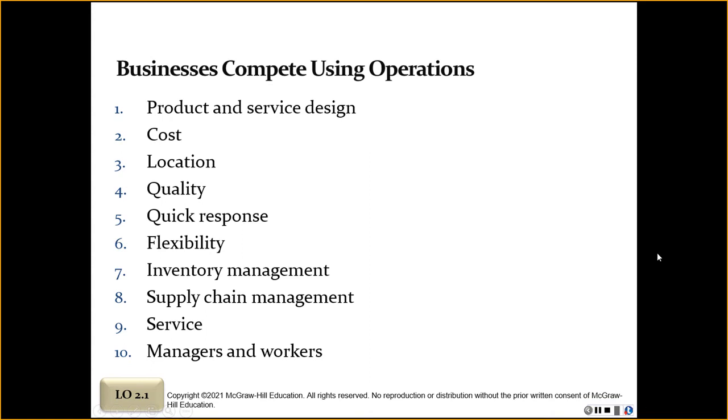All right, so businesses compete using operations. The more efficient and the more effective that the operations department is with producing a product or a service, the more of an advantage or a competitive advantage that company might experience. So some ways that businesses use operations to compete: product and service design. If a design is good and it has good quality, the product will have some type of competitive advantage, or it will be competitive. Cost is really big for a lot of people.